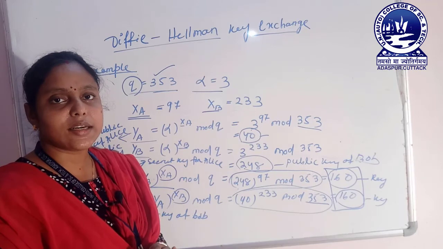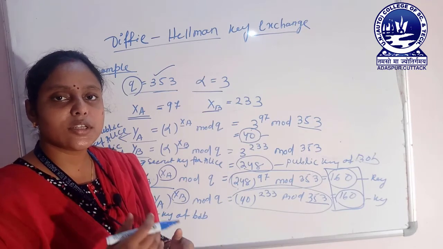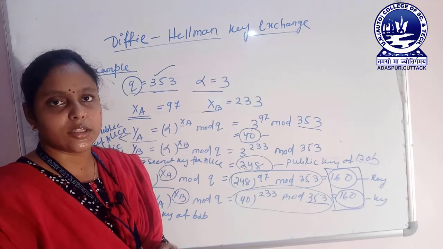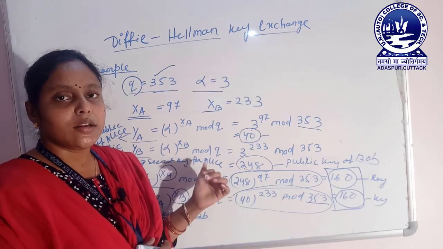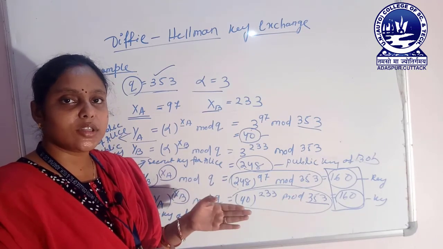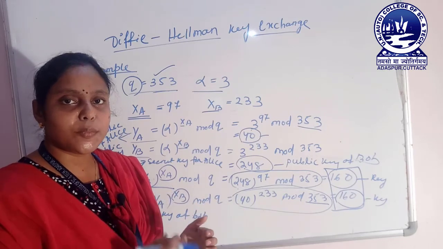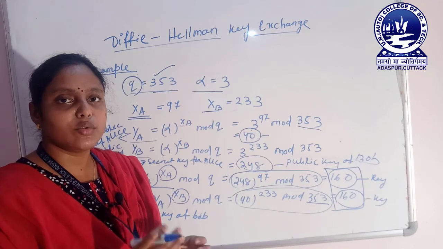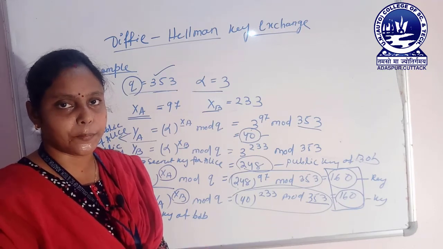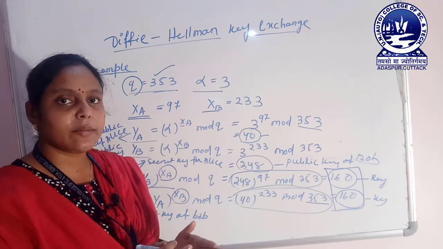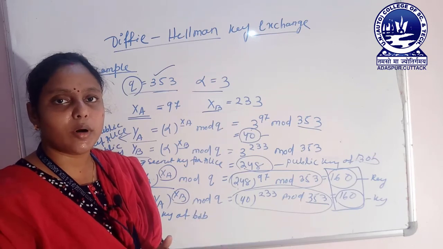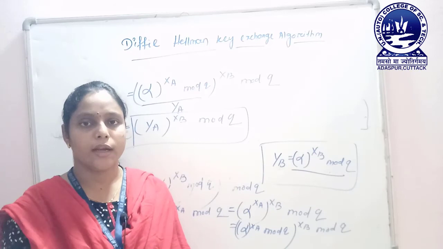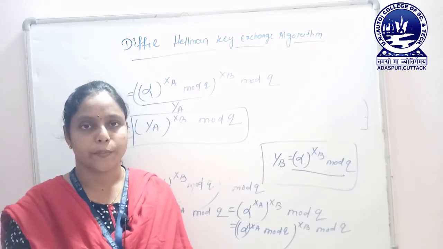By using this secret key, Alice and Bob use the symmetric encryption algorithm and they communicate with each other. Here the Diffie-Hellman key exchange algorithm is basically used for exchanging the secret key, which is used in the symmetric encryption. That means the secret key value for Alice and for Bob is equal. This is all about the Diffie-Hellman key exchange algorithm.